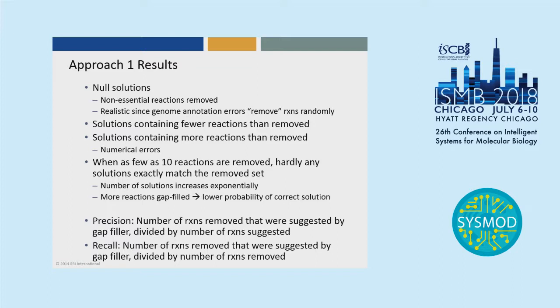And so in the following, I'm going to report precision as the number of reactions removed that were suggested by the gap filler in its solution divided by the number of reactions suggested. So what fraction of the suggested reactions were in the original removed set. And I'll specify recall as the number of reactions removed that were suggested by the gap filler divided by the number of reactions initially removed.